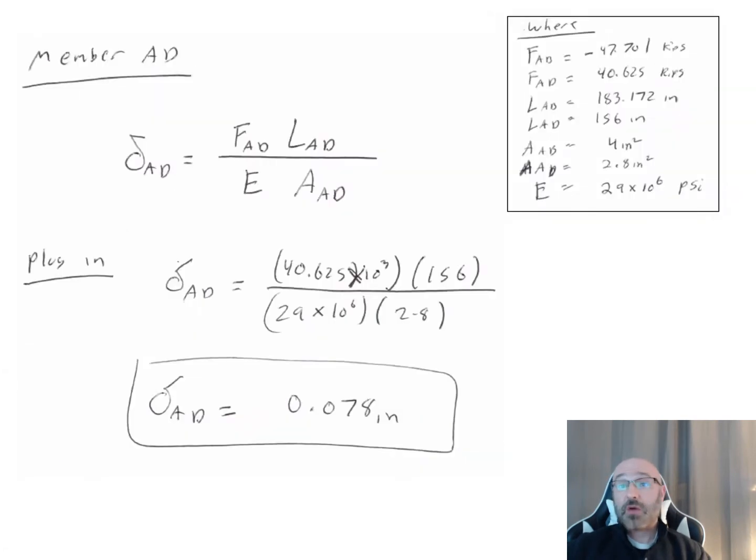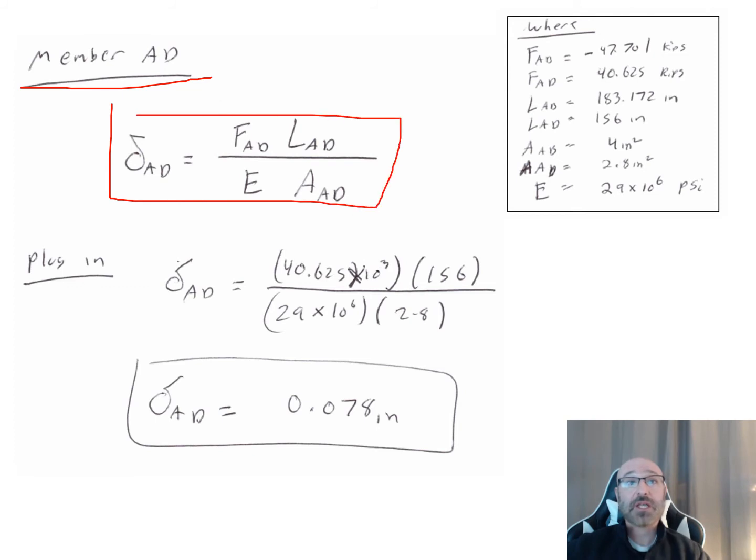So from there, we need to do the second portion here, which is to take a look and find the deformation in member AD. So I again retake that equation 2.9 from our textbook and say our delta AD is equal to our F on that member, AD, times the length of AD divided by our modulus of elasticity times that cross-sectional area of AD as well.